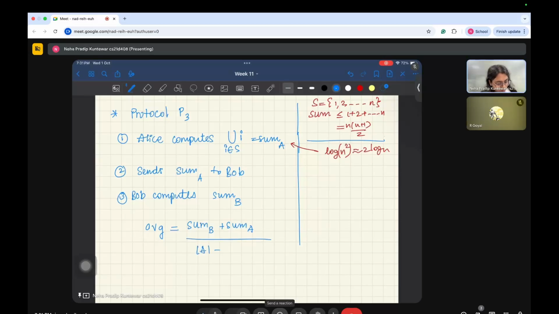So this is the average. Bob computes this part, and Bob gets this part from Alice, and he already knows the size of the set that he has. That's something he can see and compute. But this value is still unknown to Bob. Which value is unknown? The cardinality of the set.